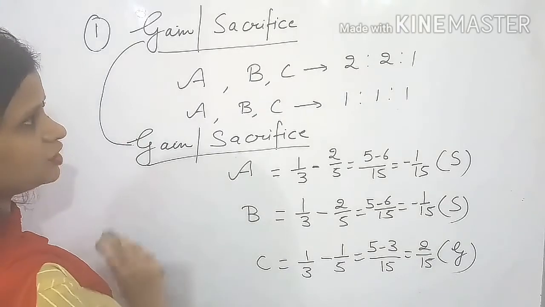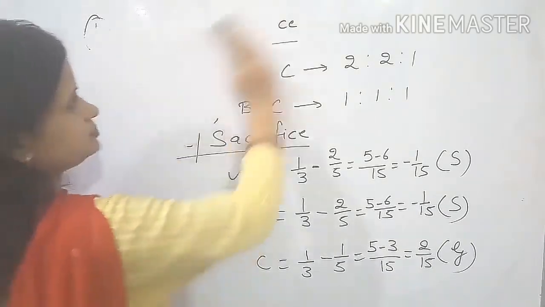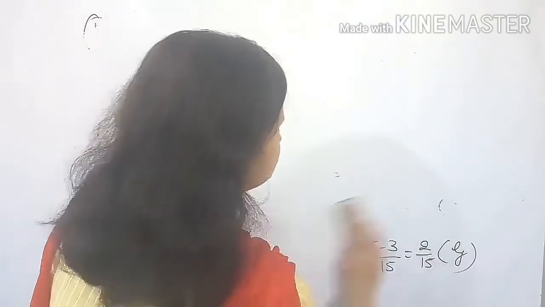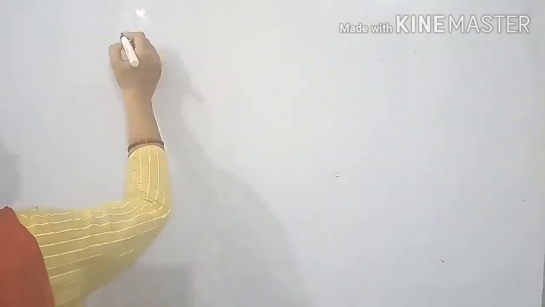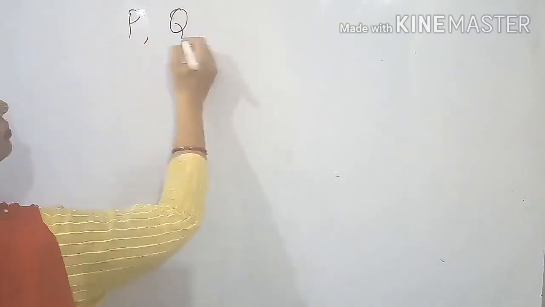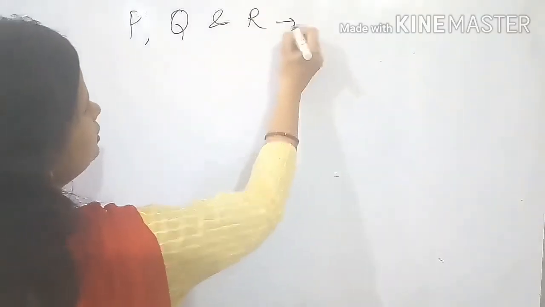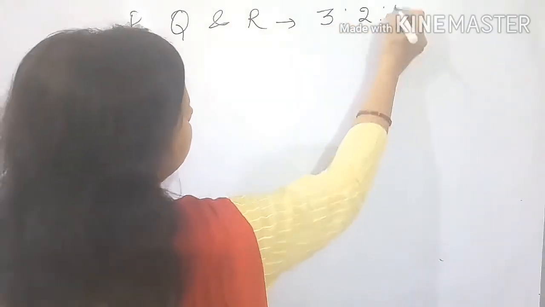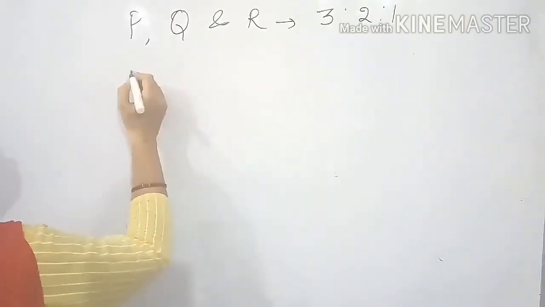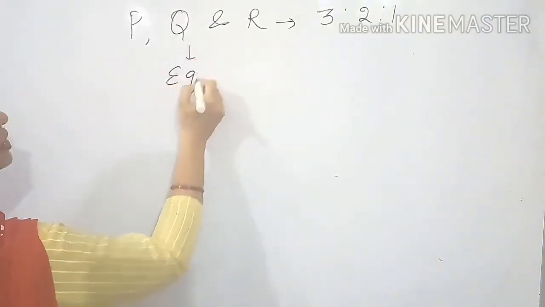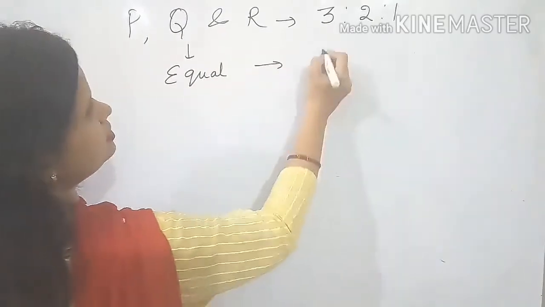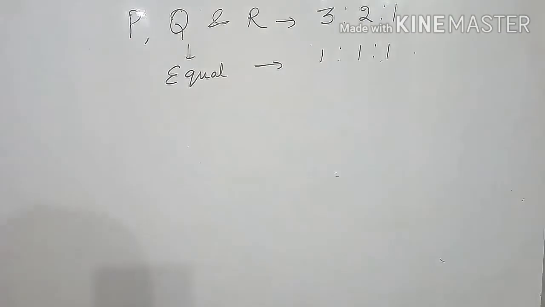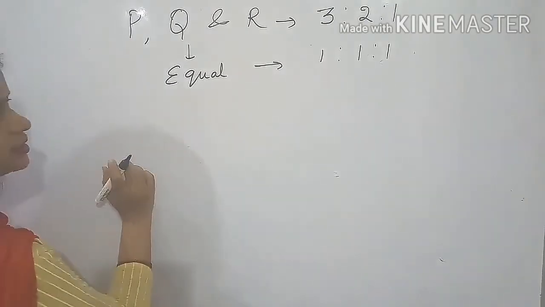Now, let us take one more example. Three partners are there, let us assume P, Q and R. They are sharing profits in the ratio 3:2:1, and the new ratio among them, again we are assuming, is equal, that means 1:1:1. Now, you will calculate gain and sacrifice. Can you calculate? Yes.